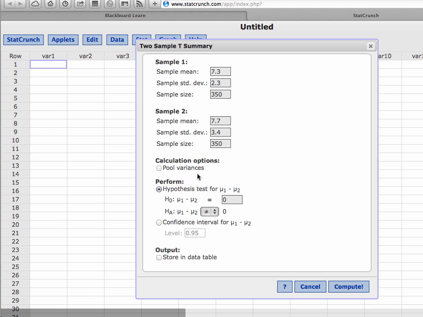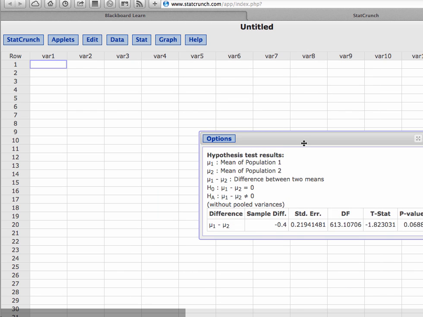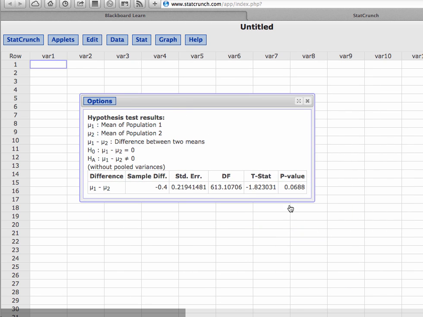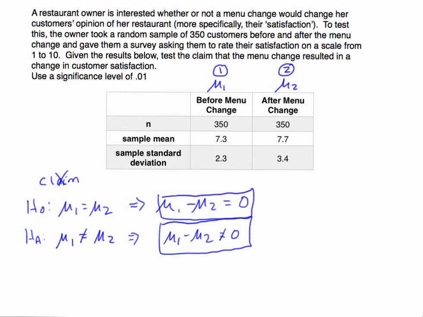So keep this unchecked. We are running the hypothesis test where the null is that there's no difference, and the alternative is that it's not equal to 0. When we compute, what we get is a p-value, this is what we're looking for here, a p-value of 0.0688. 0.0688 is our p-value.